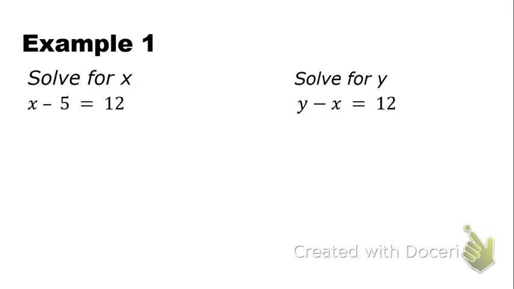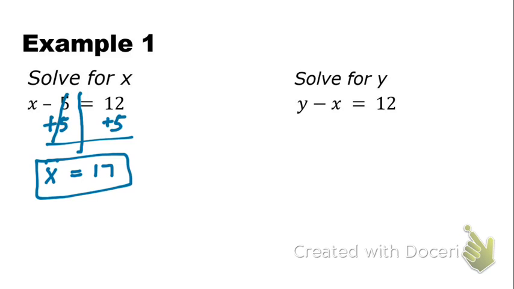All right, let's get started with example number 1. We're going to solve for x. So this is a very basic equation, but I wanted to start basic, okay? So we have x minus 5 equals 12. If we were to solve for x, you know that you must do the inverse of negative 5, which is to add 5 to both sides, right? So x equals 17. That's what we've been doing for the last couple of days. Very basic, right?